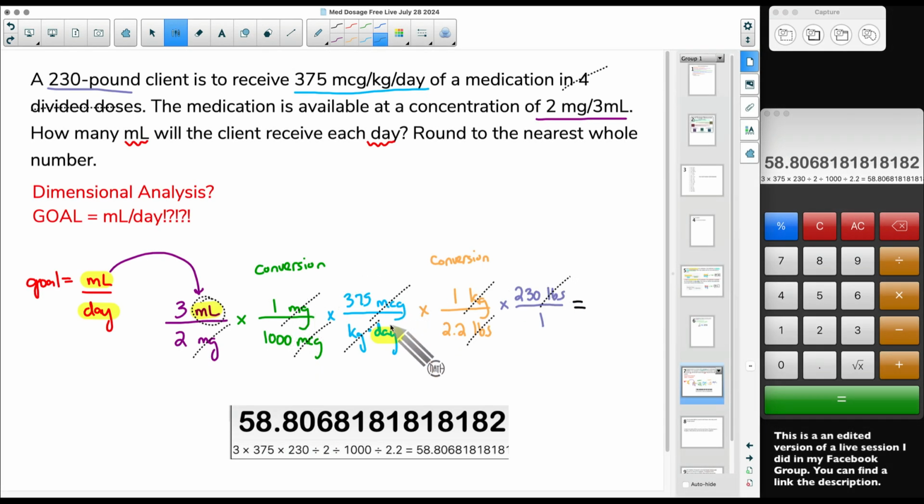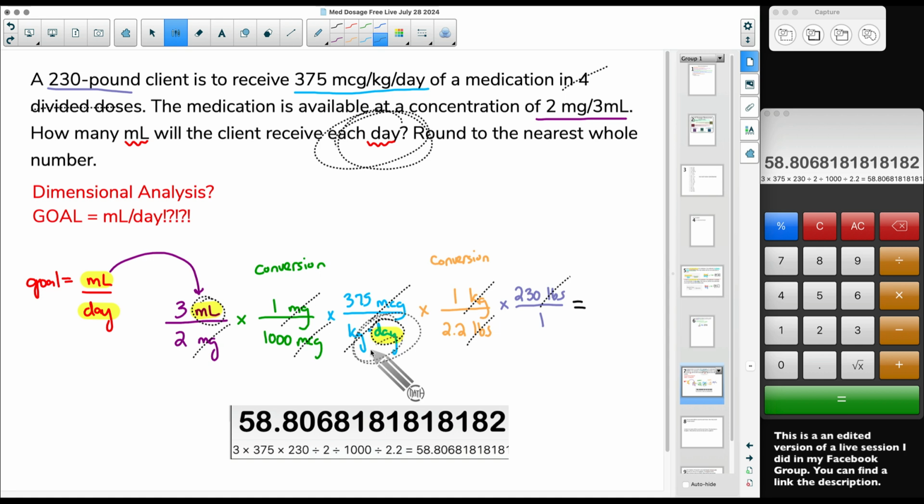So then the next thing we had to focus on, yes, we got our 2 words, but we had to get rid of kilograms. So how are we getting rid of kilograms? You're always going to tie in a client's weight here. You're always going to bring in a client's weight to get rid of kilograms. Now, it does depend whether the client's weight is already in kilograms or if you have to convert. But the reason why we didn't use the doses, the 4 divided doses, this question did not say how many milliliters will the client receive each dose. It says each day. We already had day. There is no need to divide it up into doses because the question said per day.